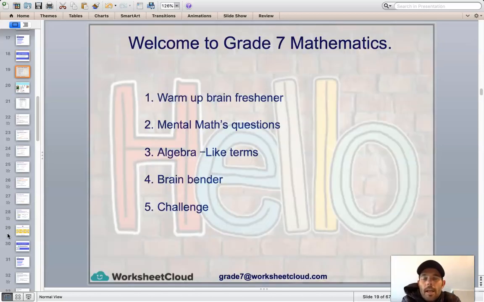Today we're looking at algebra and we're looking at like terms, and as always we have our warm-up and our mental arithmetic questions covering previously taught principles, and then we have our brain bender and finisher to end off with.